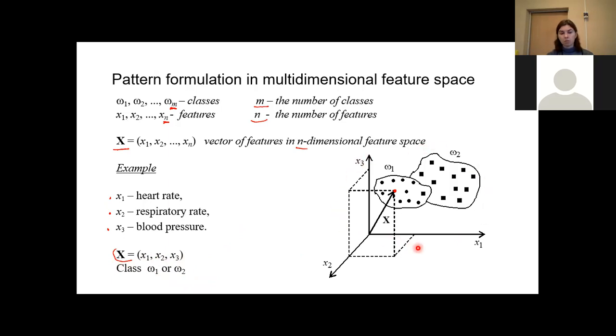In this plot, you may see a visualization of the three-dimensional feature space. Here, x is a vector of the object, which corresponds to some point. And we may see two classes, two groups, 1 and 2. And we see that the misclassification of the squared object is clear.